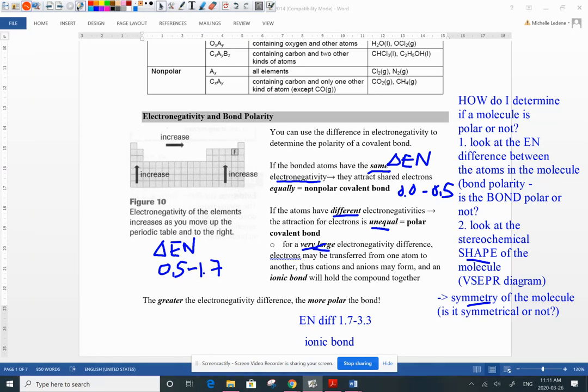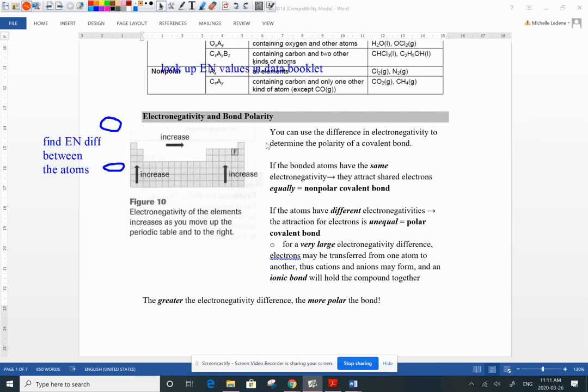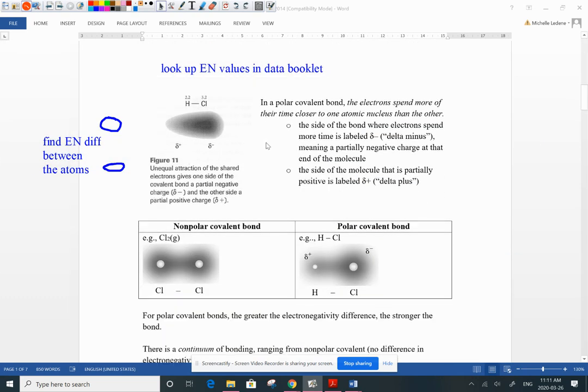Okay, so next page. As I mentioned, you have to look up your electronegativity values and determine, are they similar or are they different? And then use the little continuum, the little chart on the bottom of this page, to determine if that bond is polar or not polar.